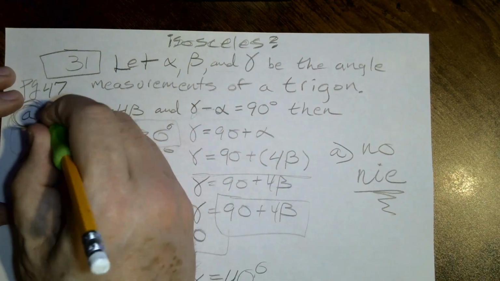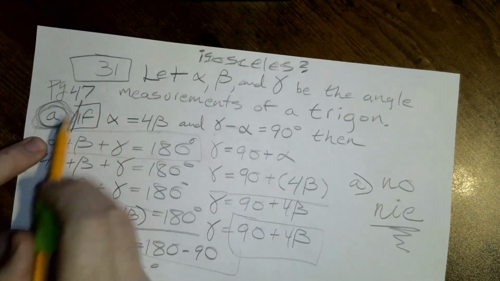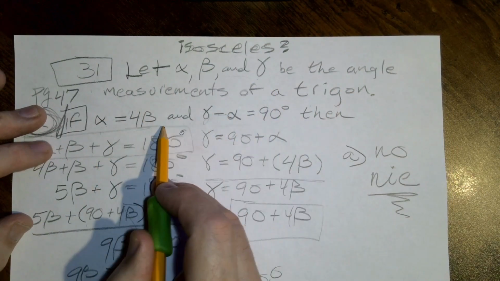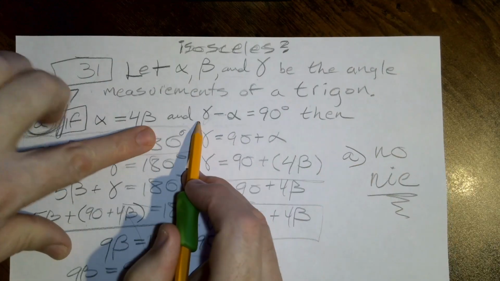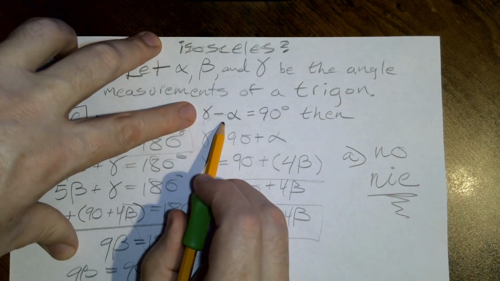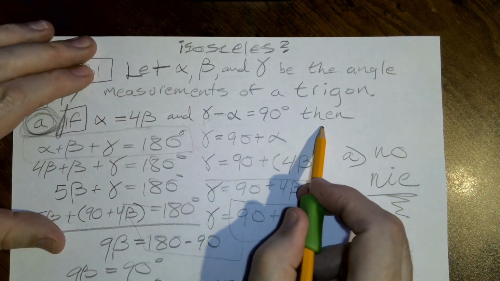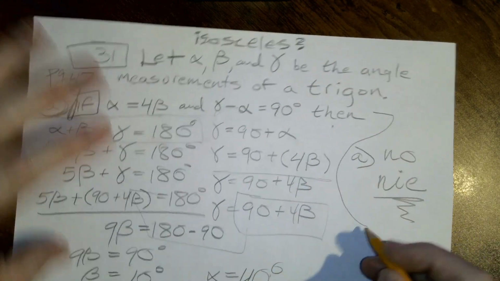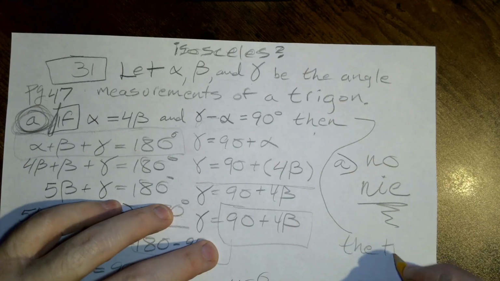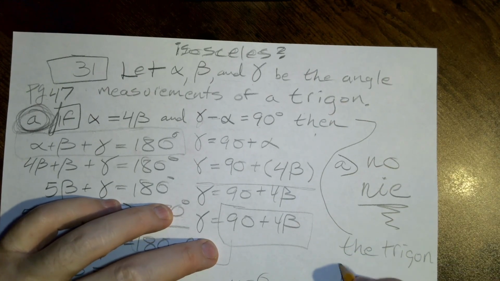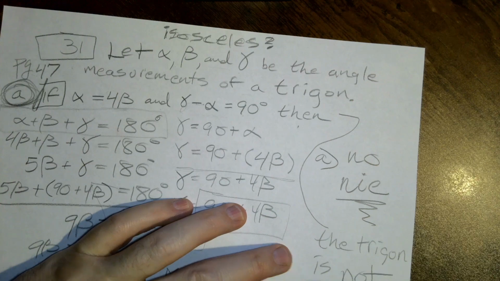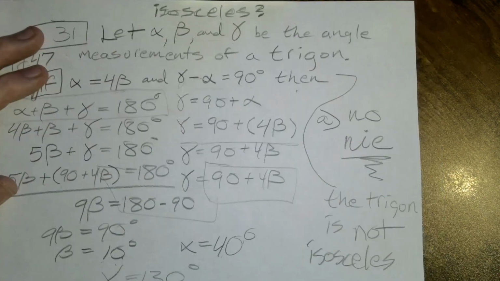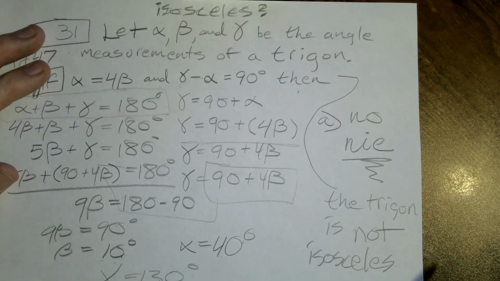So here's our if. This is 31A: let alpha, beta, gamma be the angle measurements of a trigon. If alpha equals 4 beta and gamma minus alpha equals 90 degrees, then that trigon is not isosceles. Well, we're writing theorems. This is the name of the game.